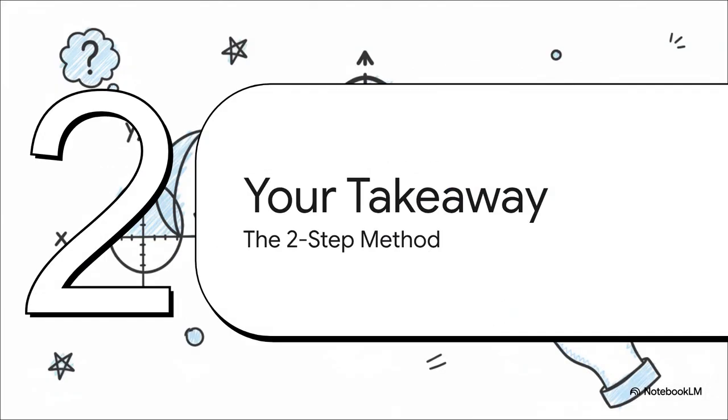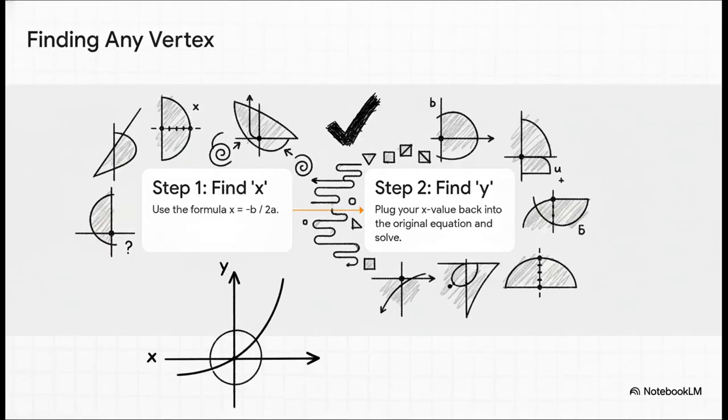Okay, let's zoom out for a second and make sure this really sticks. We can boil this whole thing down to a super simple, totally repeatable, two-step method that you can use on any quadratic function you ever come across. Here's all you need to remember. Step 1. Find the x-coordinate using our magic formula, x equals negative b over 2a. Step 2. Take whatever number you just got for x, plug it back into the original equation, and solve for y. That's it. That's the whole game plan, every single time.